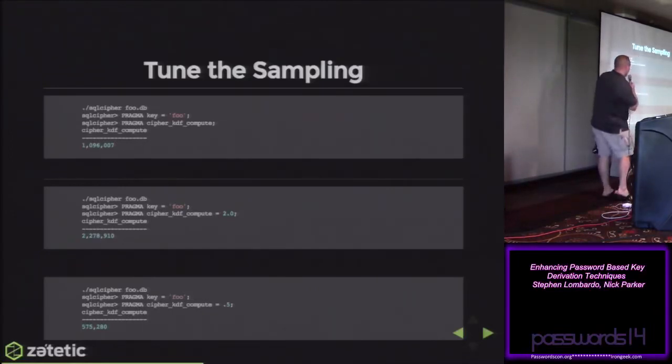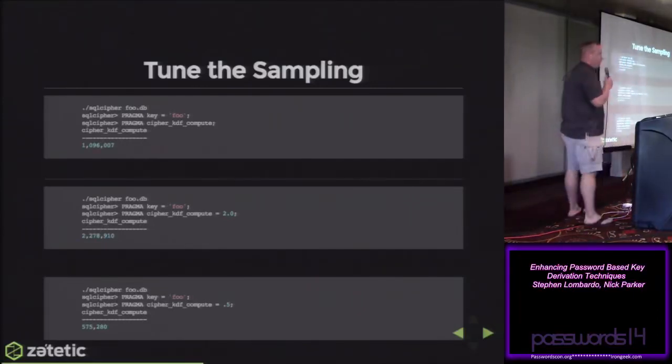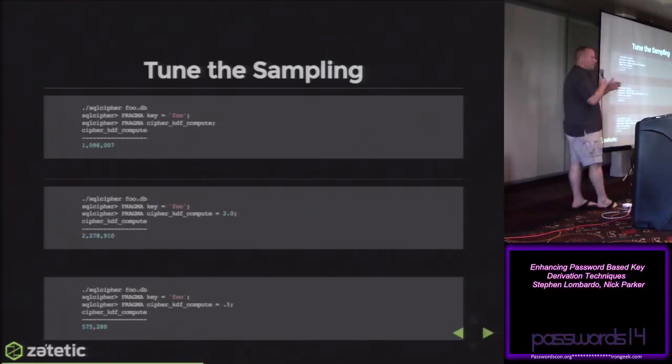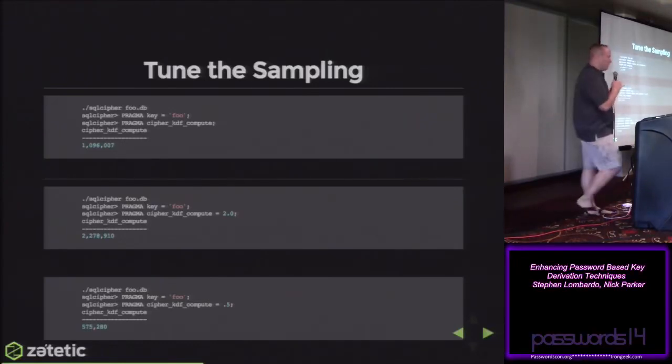In the scenario where I allow 2 seconds to compute, I get a little over 2.2 million. And if I constrain it down to, say, half a second, it's 575,000 iterations. Just in reviewing that, that's quite a spectrum of change from our static value that we've had before.